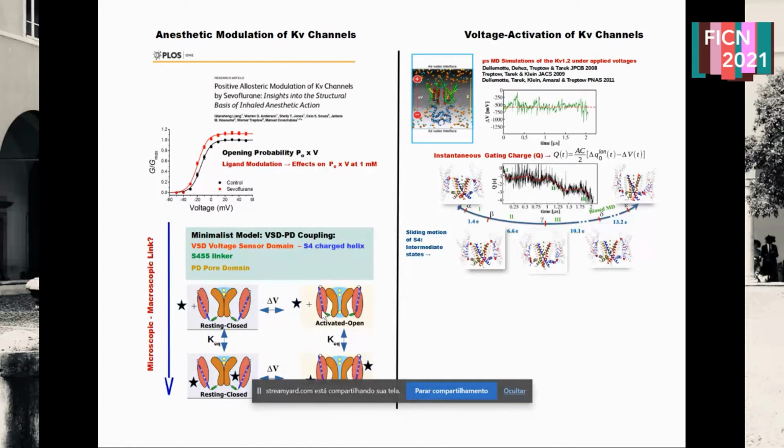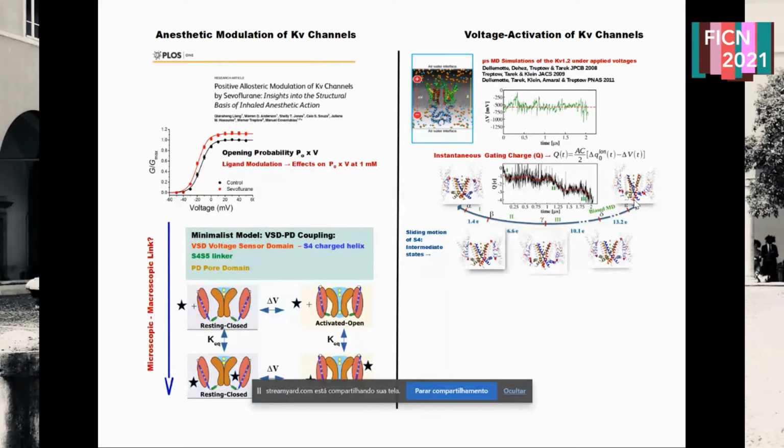So again, the S4 helix is this important helix in the voltage sensor. It's positively charged. And during the simulation, it moves downward and pushes the S4-S5 linker to close the pore. The S4-S5 linker is this linker in green here, and is an important piece of the machinery coupling the voltage sensor and the pore.